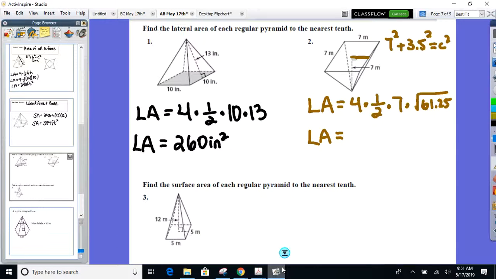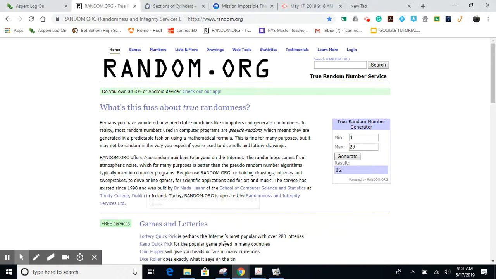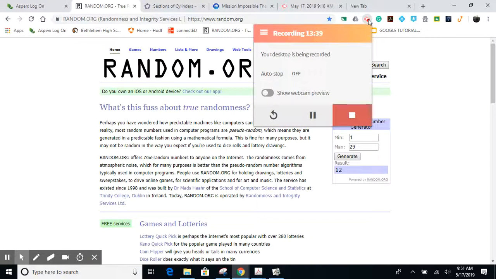What are you getting for the lateral area? Yep. Good job, everybody. You and your group or by yourself, number 3, surface area. Surface area now, surface area. I just want to see if, okay, I did give you that problem.